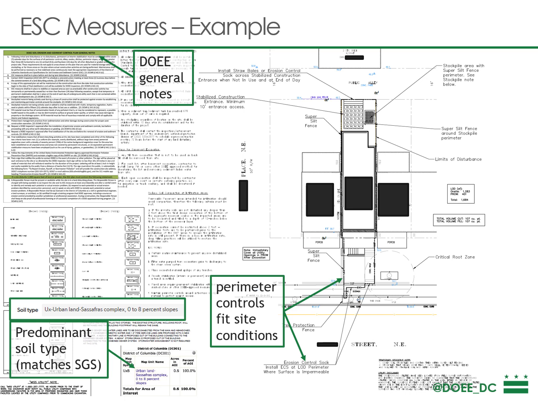The perimeter controls must fit the site conditions. So you can see here they've specified erosion control sock or filter sock. And this is because the location they've specified it for is paved.